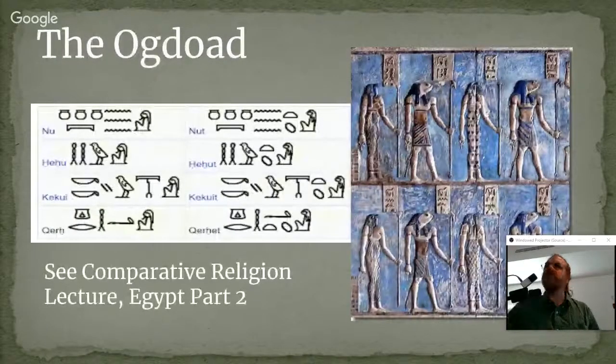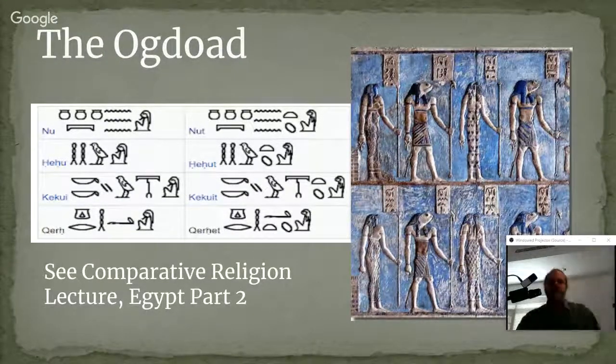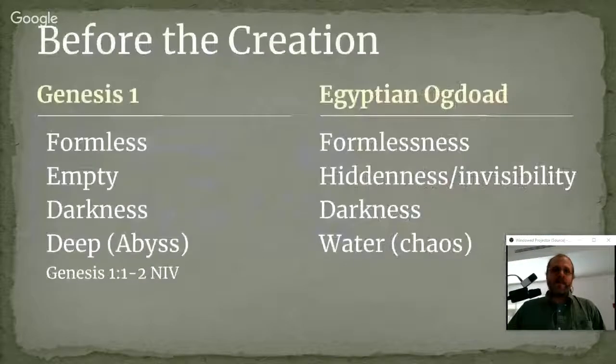If you want to compare this to the ancient Near East, in Egypt, there are 8 deities called the Ogdoad. These are the pre-existent beings. They're usually drawn in water, blue. That's the blue picture here, with faces of serpents and frogs. They're the serpents and frogs that live in the water. And they have names that mean something like formlessness, hiddenness, invisibility, darkness, water, chaos. These are the names of the Ogdoad. The pre-existent stuff in Egyptian theology is the same as the pre-existent stuff we get in Genesis.